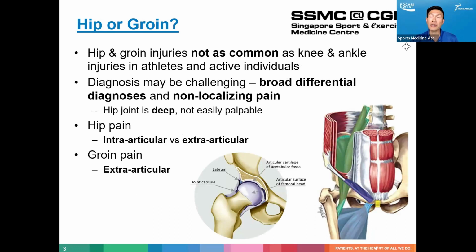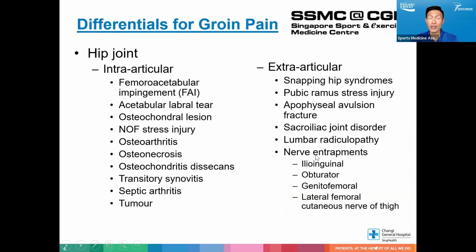A lot of the pain may not be so well localized. Part of it is because the hip joint is very deep and not easily palpable, as opposed to the knee joint or the ankle joint. As Gordon went through previously, hip pain can be divided mainly into intra-articular or extra-articular, meaning within the joint or outside the joint. But groin pain you will find is actually more extra-articular, outside of the hip joint, and we will talk about that.